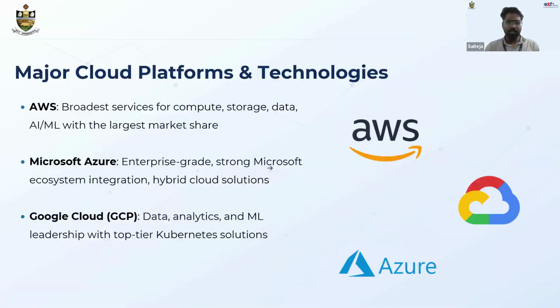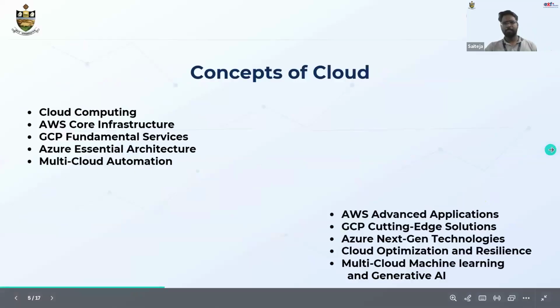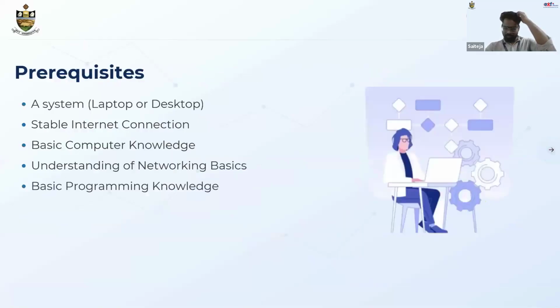So we'll be discussing what the major cloud platforms are right now. I think it's AWS, Microsoft Azure, and GCP. Mostly AWS holds the greatest share among the cloud services, and Azure is next to that, and GCP right now is scaling itself into more organizations. These are the major cloud platforms.